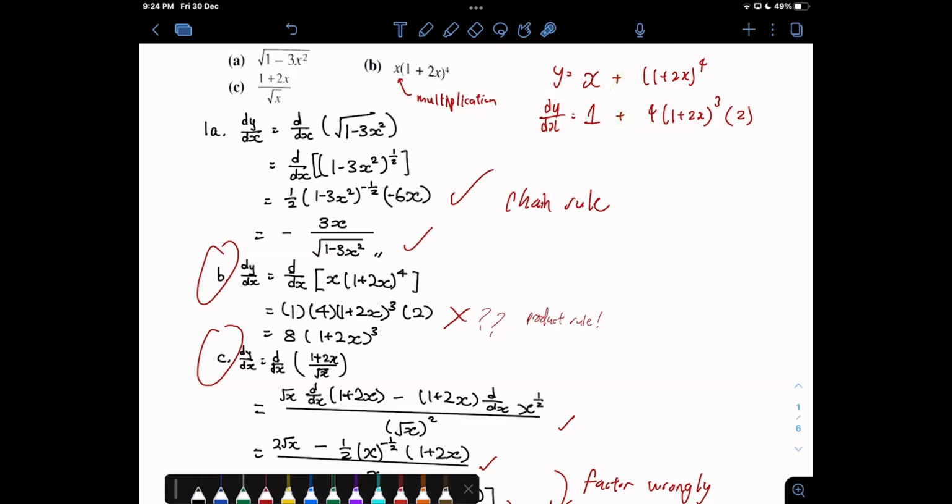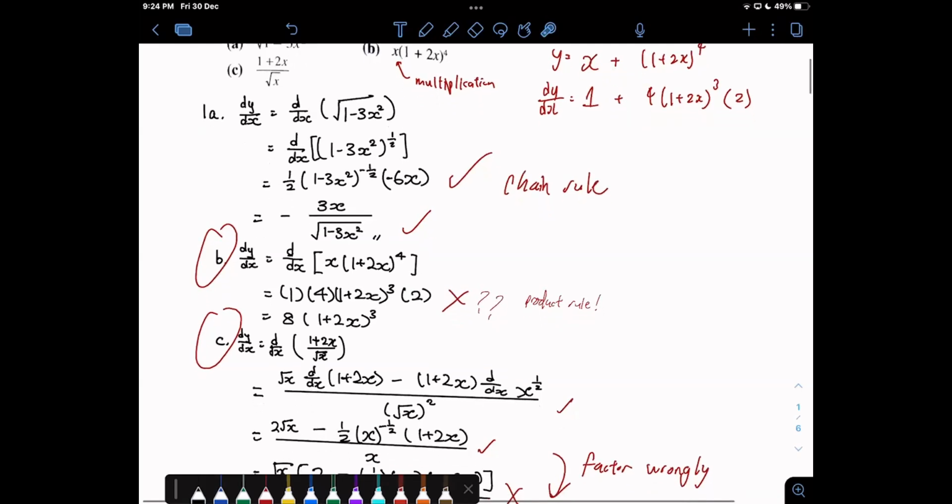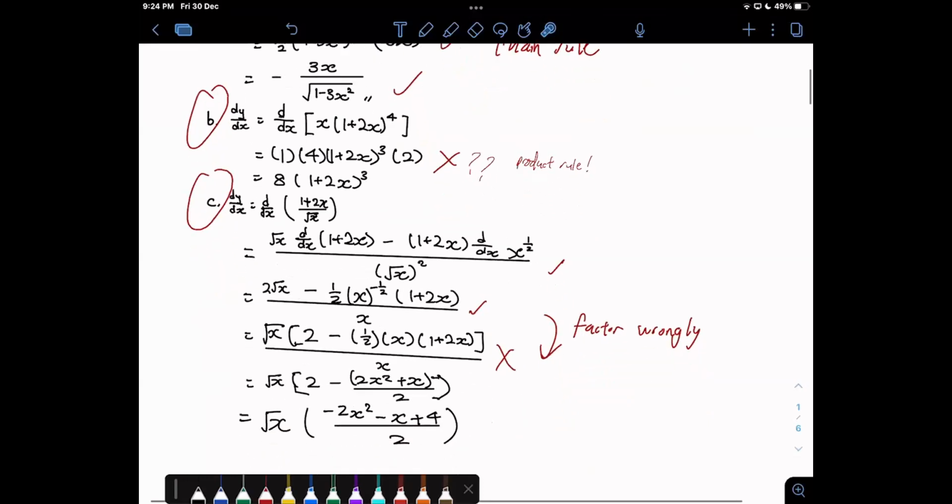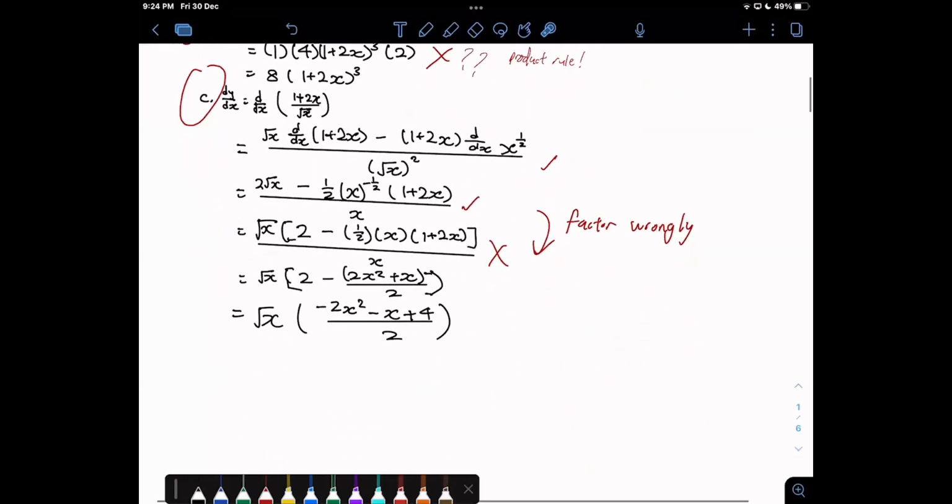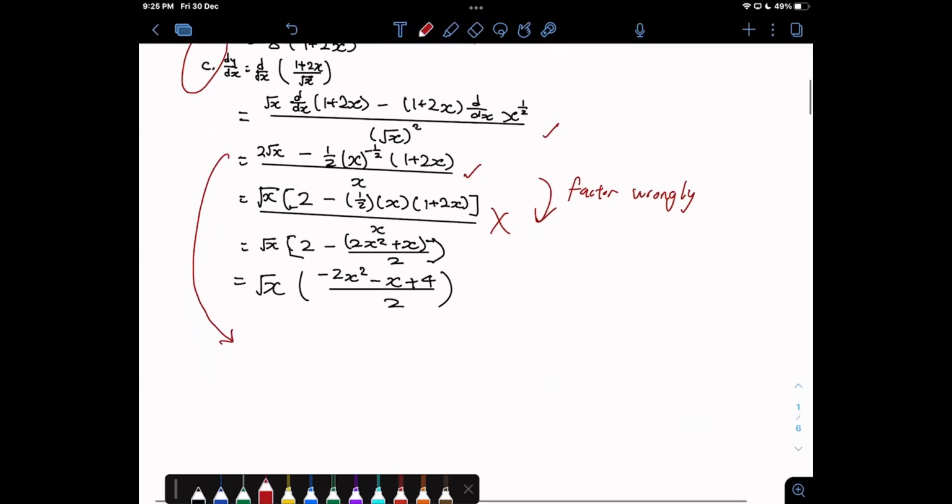Okay, part B done. Part C, let's see. Here, your working up to this step is fine. Your quotient rule, very good. But then when you're doing the algebra, you factor out wrongly. You see, here is a negative half. Then you factor out square root x. Can you try again?